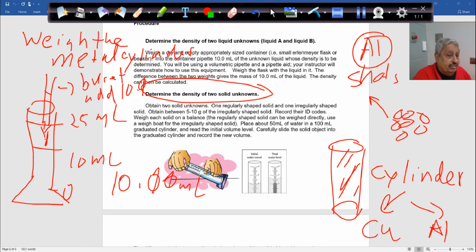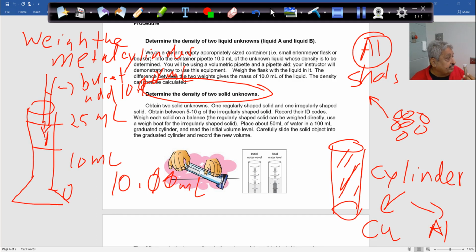You'll add exactly 10 mils. Correct? So I know the mass, guys, correct? And this is called the displacement method. I know the mass of this copper. Then I will come back and do the same thing for the shots. So here is the mass.